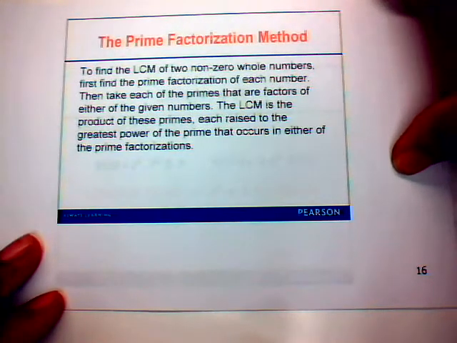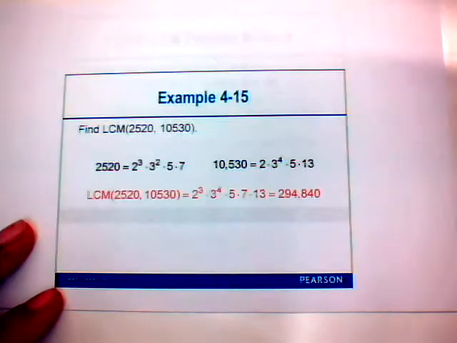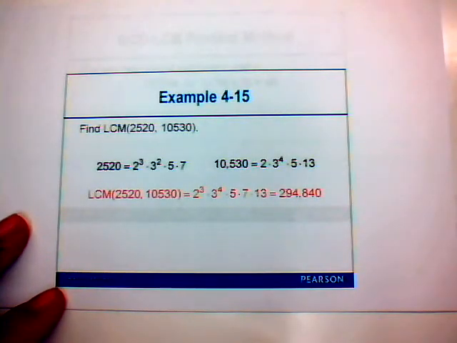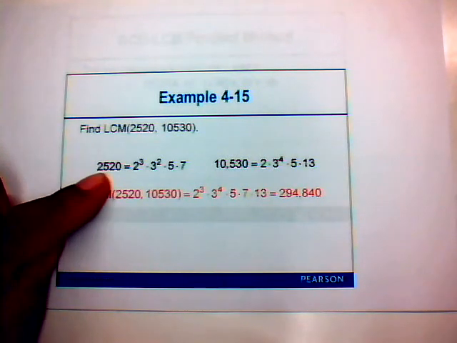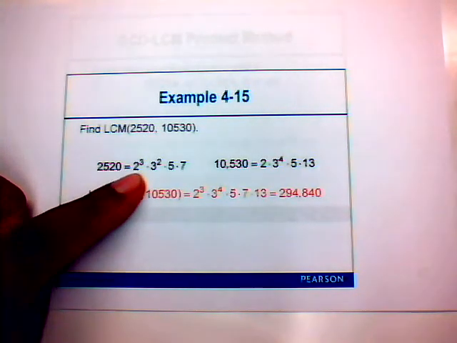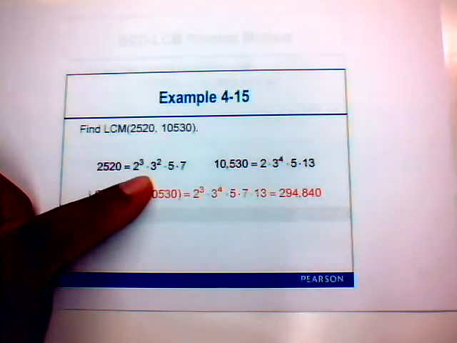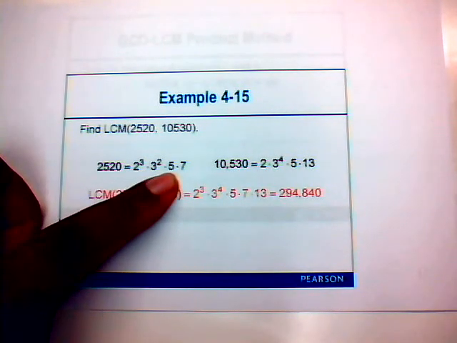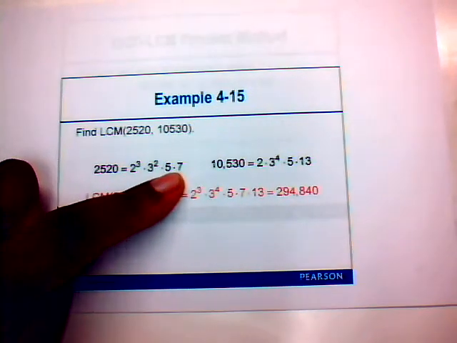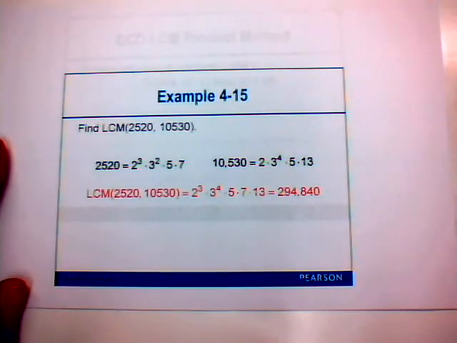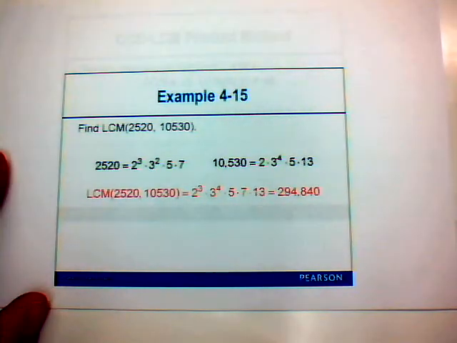And to see how this statement works, finding the prime factorization, let's say we want to find the LCM of 2,520 and 10,530. For 2,520, if you do the prime factorization using a factor tree, you'll see that it's going to break down to 2 to the third times 3 to the second times 5 times 7. And for 10,530, that number is going to break down to 2 times 3 to the fourth times 5 times 13.